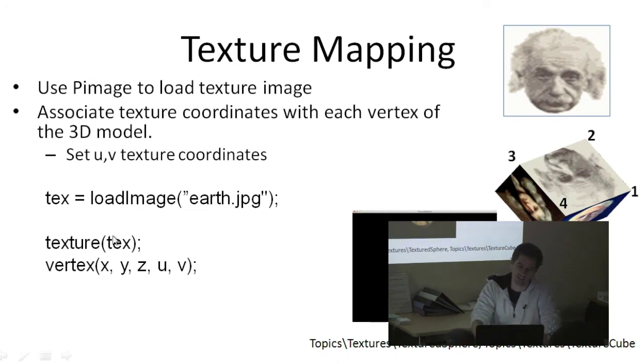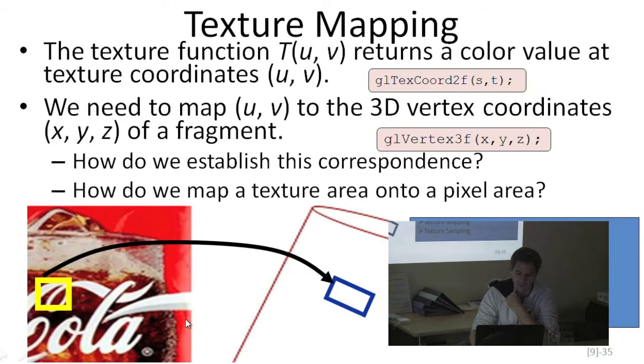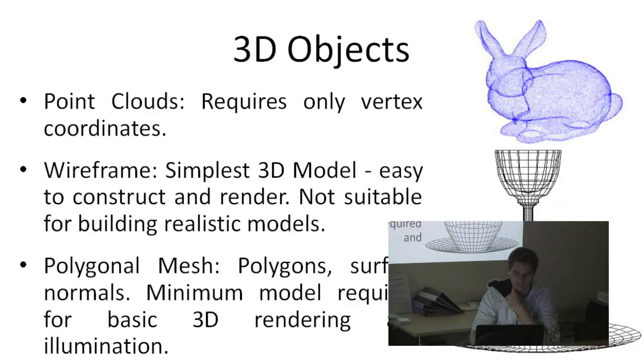So text equals load image Earth, and then texture text, and then when we create our vertex now, we specify the X, Y, Z, as well as the UV positions. And just remember that UV always goes from 0 to 1, no matter how big our image is, it will always be 0 to 1. And we've looked at those examples there.